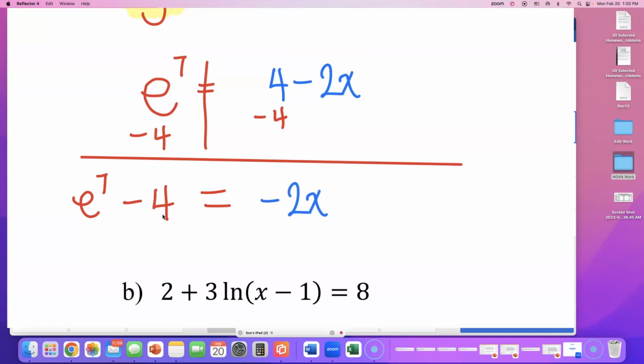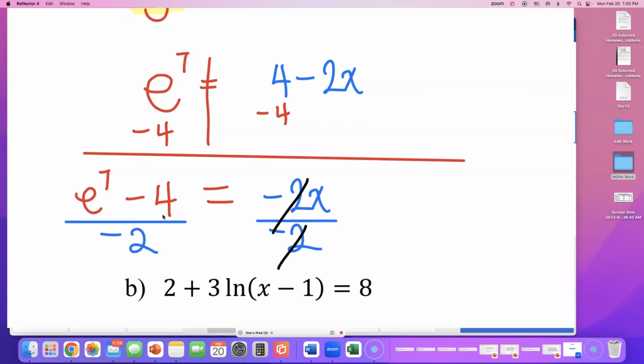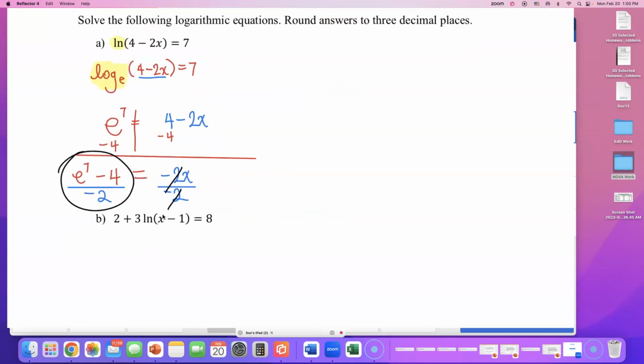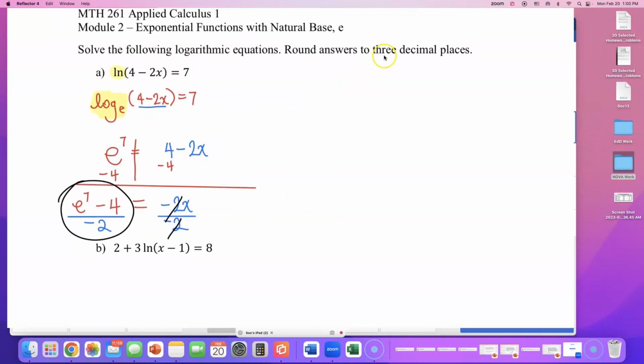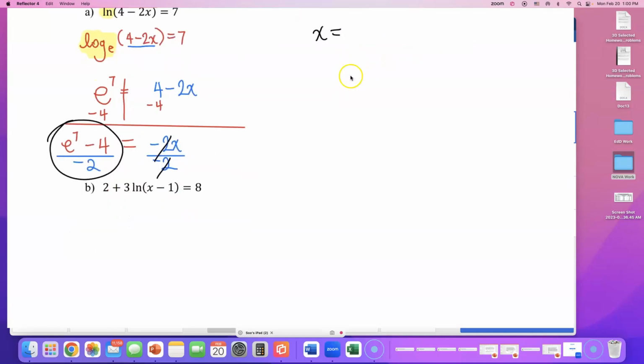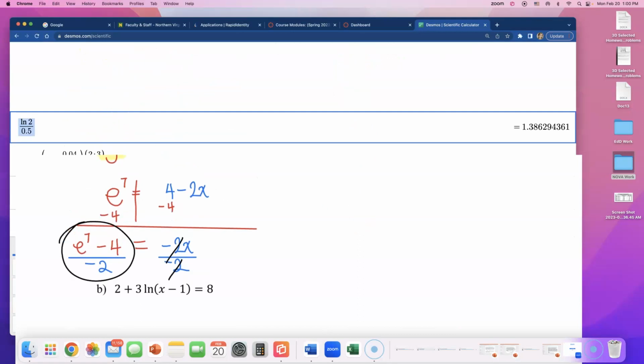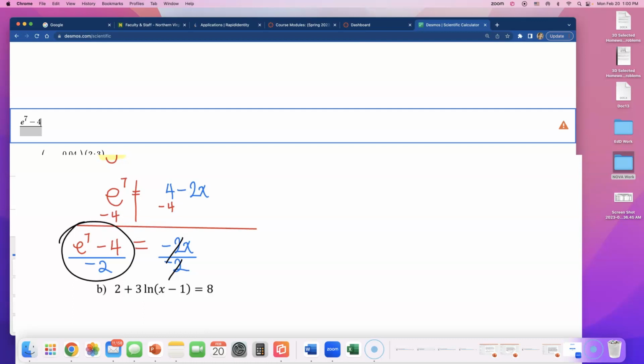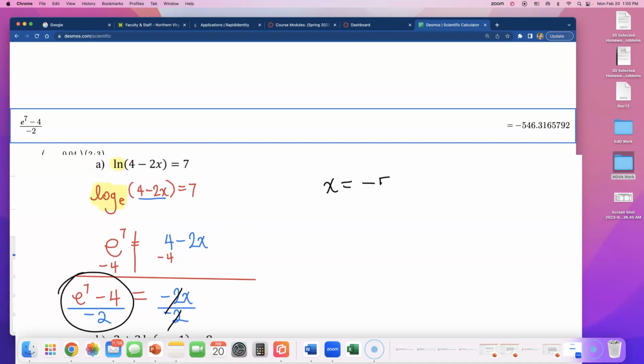Now, what's the last thing we should do? We should divide both sides by negative 2. So we found the answer already. X is this. That is going to be the exact answer, but they want you to round this to 3 decimal places. So let's get our calculator open and type that in. I'm doing a fraction where we have e to the 7th minus 4 on top and negative 2 in the denominator. So the answer is negative 546 and they want 3 decimal places.